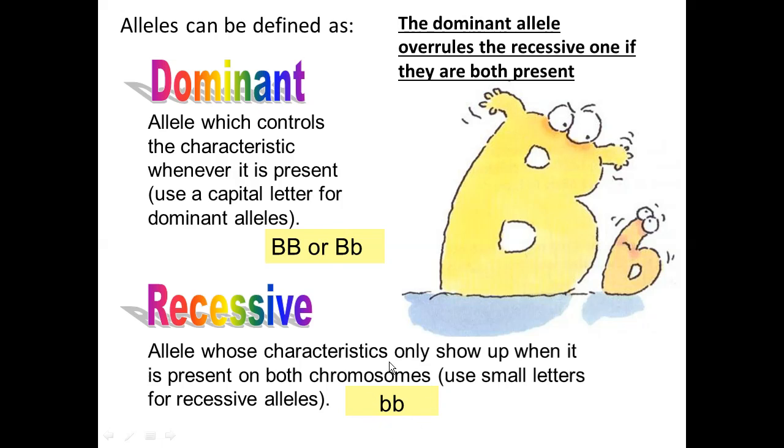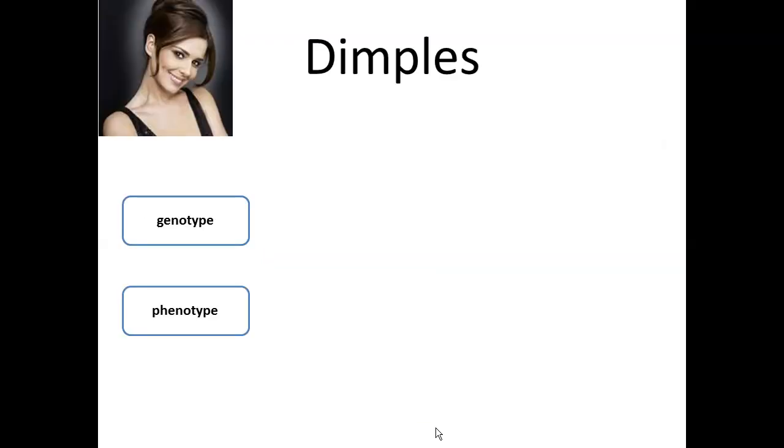In fact, the recessive allele will only show up in the characteristic when both letters are in lowercase. Okay, you need to have both recessive alleles for the characteristic linked with the recessive to show up. So an example could be dimples, to refer to the driving question.